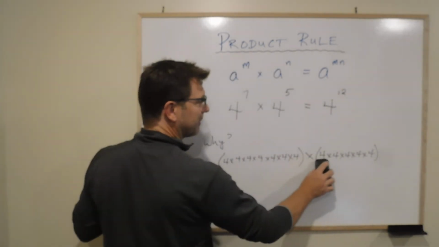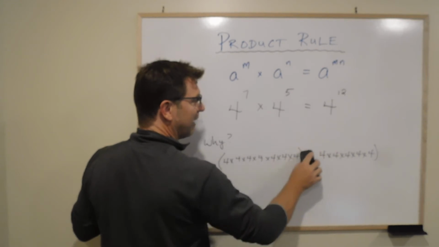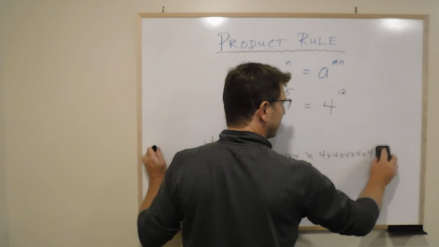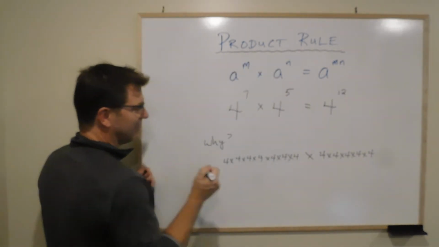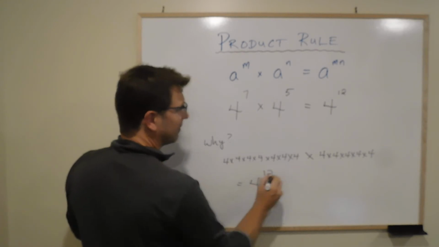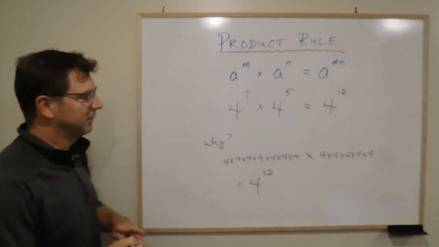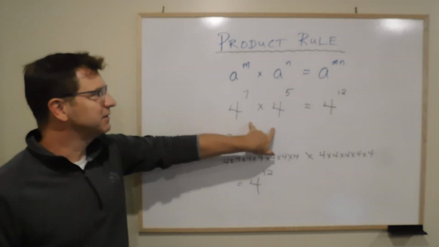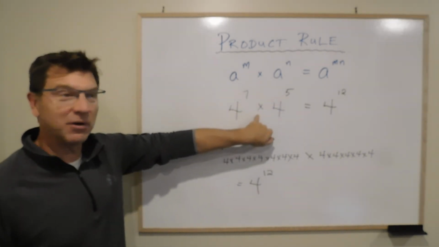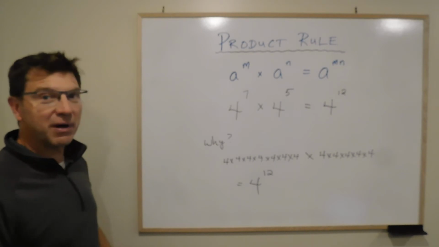And if you look at it closely, the brackets are useless because this is all multiplication times this is all multiplication. So if I just get rid of these brackets, it's still all multiplication. Well, now I'm taking 4 times 4 times 4, 12 times, giving me 4 to the 12. So if you have the same base, you can add the exponents anytime you're doing multiplication. And that's what the product rule is.